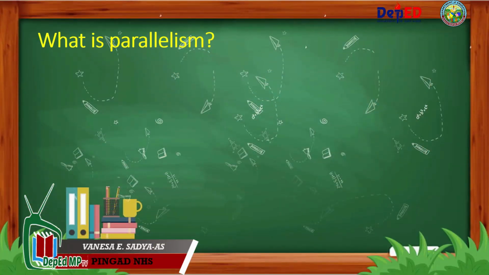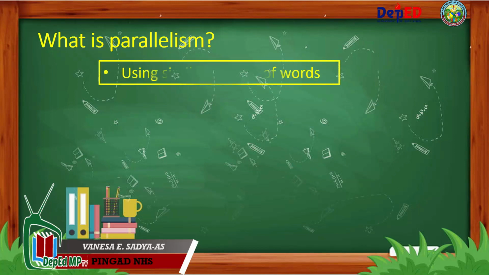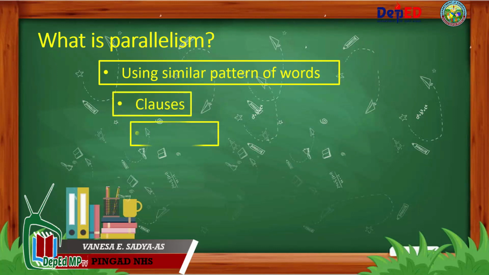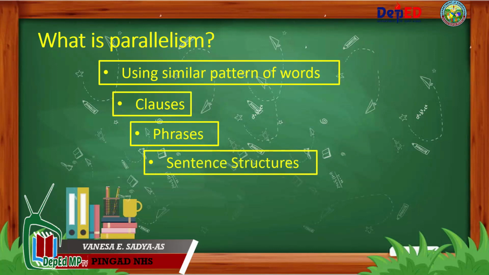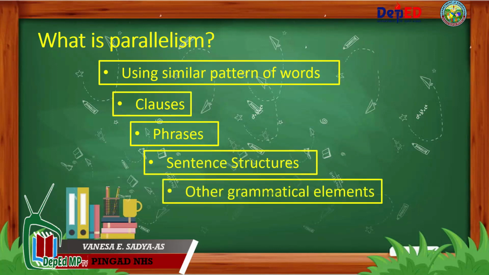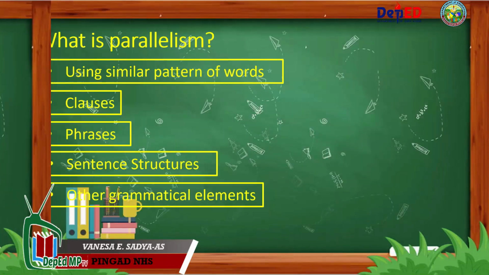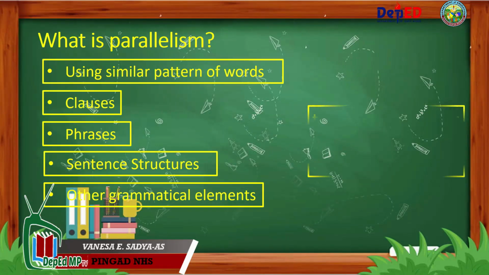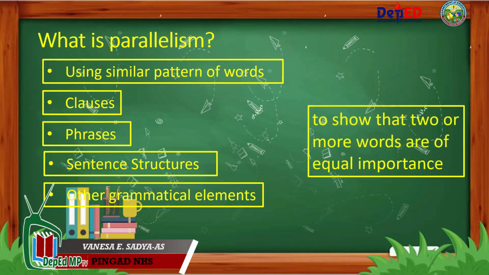We now proceed with our lesson proper. We have here the question, what is parallelism? Parallelism refers to using similar pattern of words, clauses, phrases, sentence structures, and other grammatical elements to show that two or more words are of equal importance.